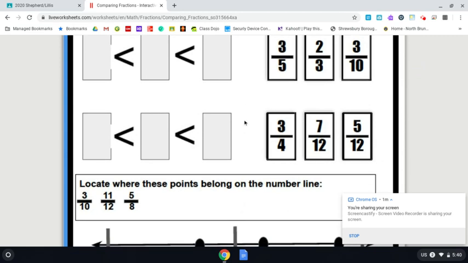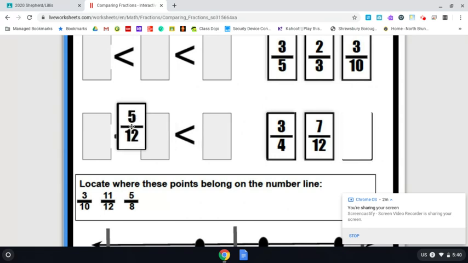So we have 3/4, 7/12, and 5/12. So think about, we already have 2 that are 12ths. We can change this one into 12ths. So you'd set it up, if you're doing it on a piece of paper, 3/4 equals blank over 12. And you think, how do I get from 4 to 12? I multiply times 3. So whatever you do on the bottom, you do on the top with the numerators. 3 times 3 is 9. So that means this would be 9/12, 7/12, and 5/12.